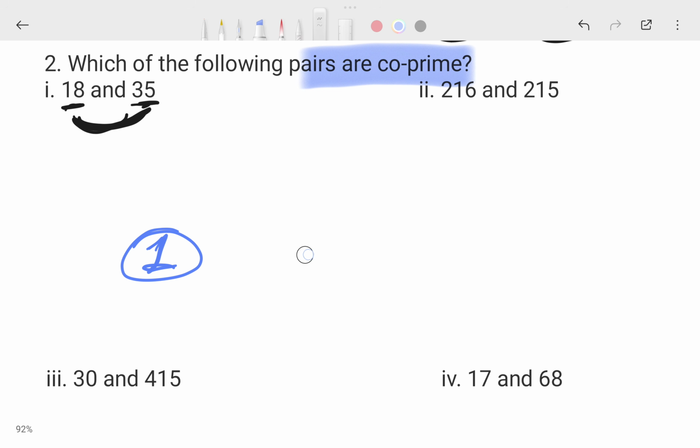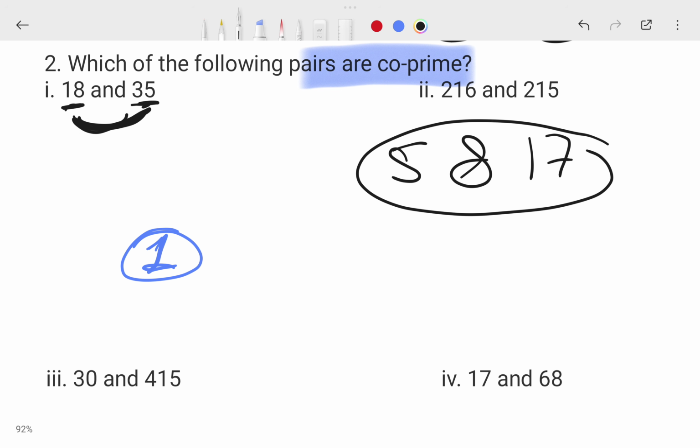Let's take another example. Let's suppose this is 5 and this is 17. I'm asking you, is it co-prime? Let's check it out. Write the factors of 5. Do you know the factors of 5? It is divisible by 1 and 5 only. The factors of 17: is it divisible by 1 and 17? If you see, it has only one common factor.